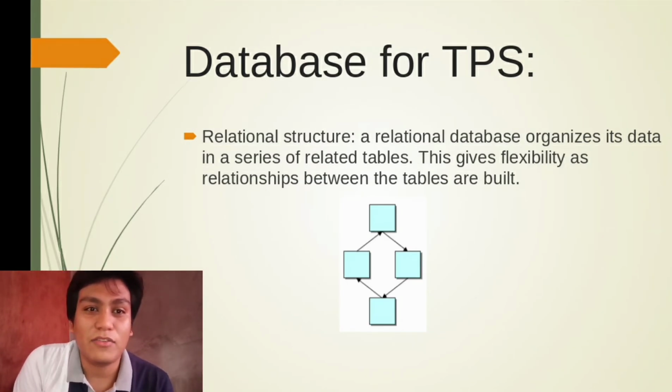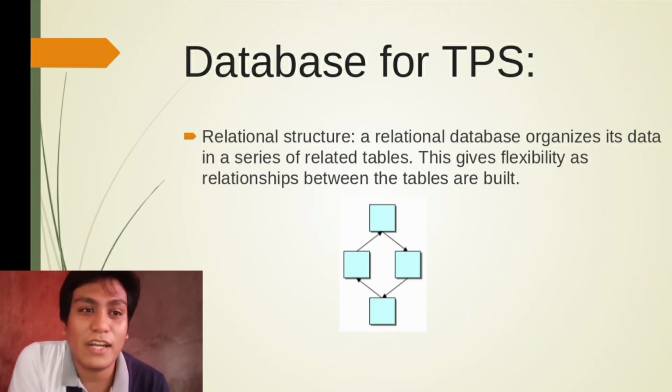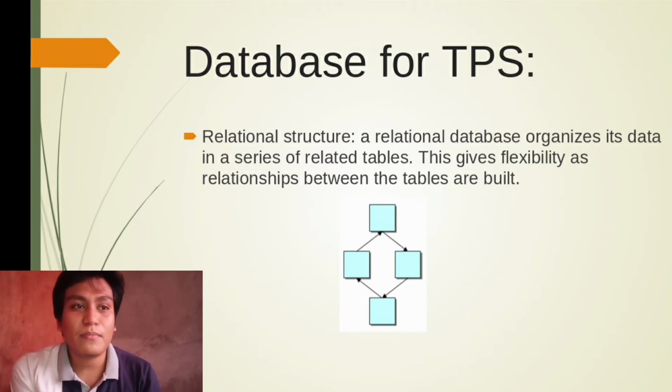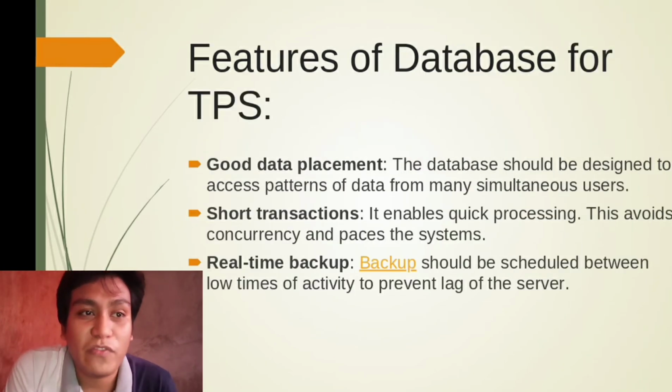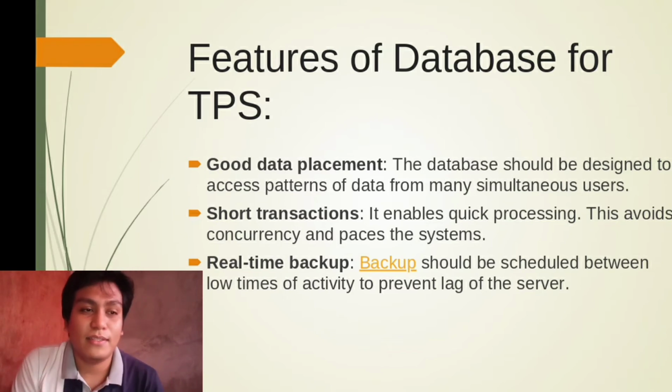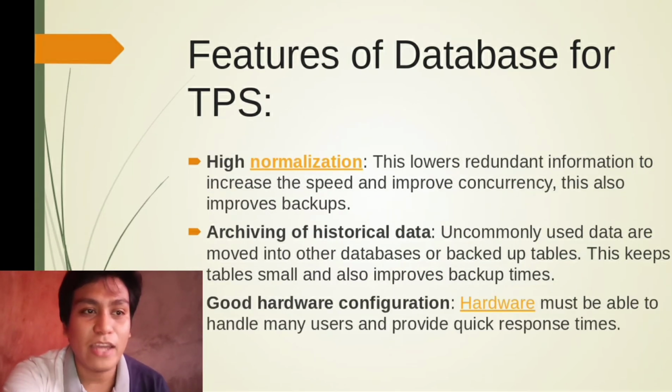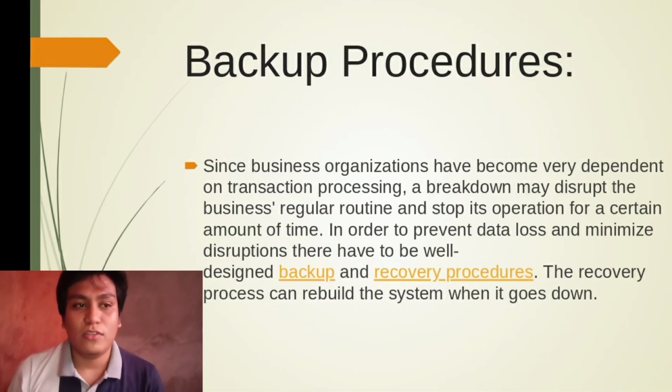A relational database organizes its data in a series of related tables. This gives flexibility as relationships between the tables are built. So we have to proceed to features of a database for TPS. It must have good data placement, short transactions, real-time backup, high normalization, archiving of historical data, and good hardware configuration.